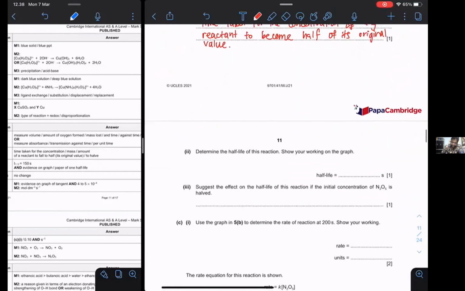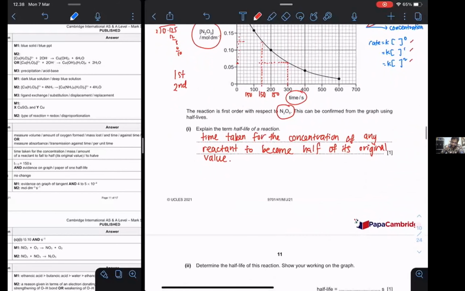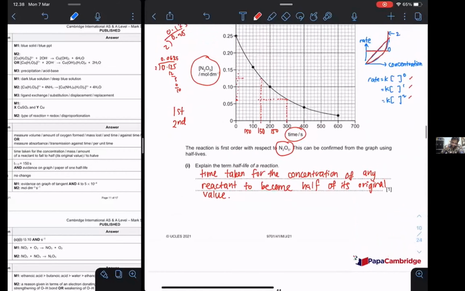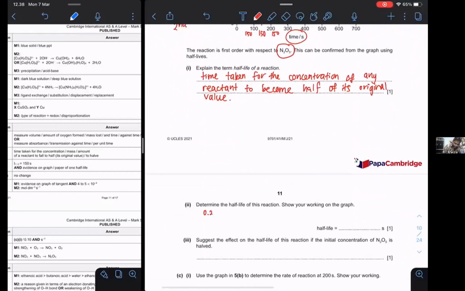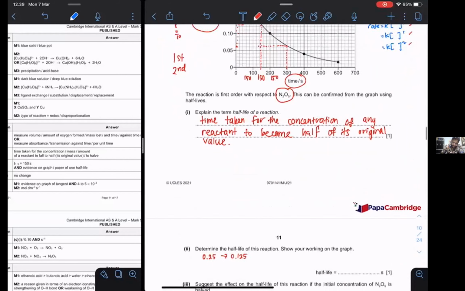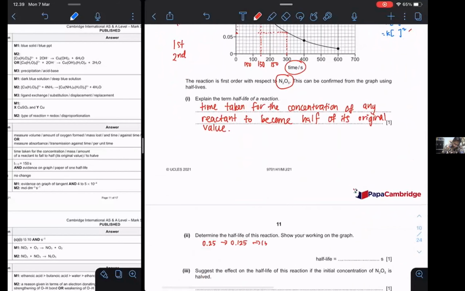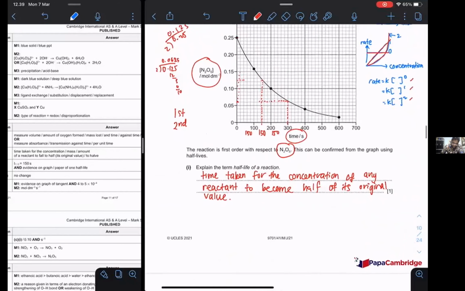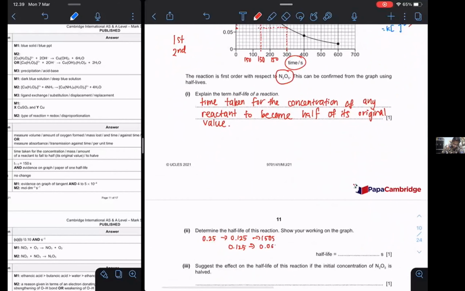So half-life, if you still want to show the working, maybe I can just write down: if it is going to be 0.25 to become 0.125, then the time taken is 150 seconds. So from 0.125, when it changes into 0.0625, then it's still going to be 150 seconds. The half-life is constant. So the half-life is 150 seconds.